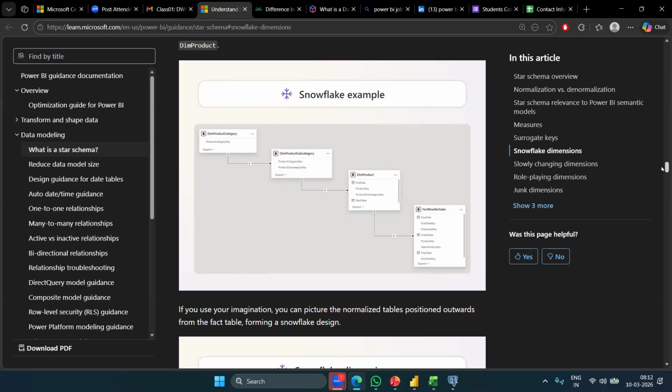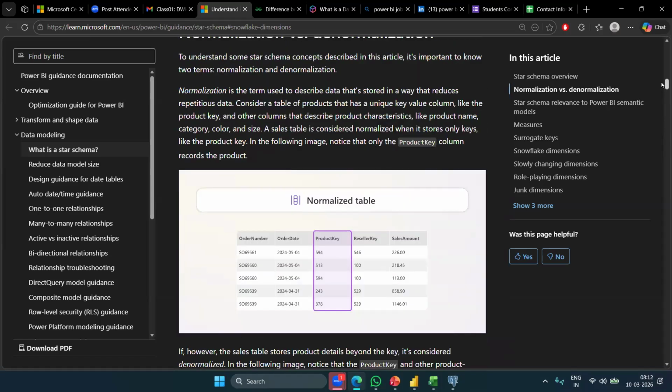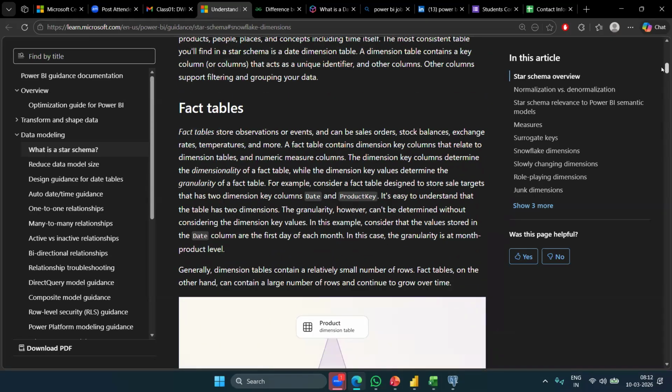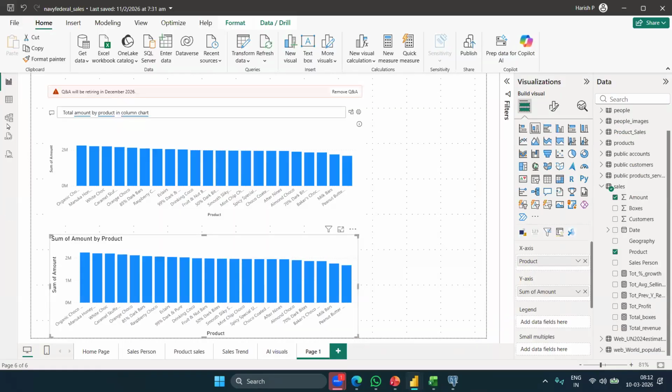Okay, so these fundamentals are very, very important to learn because in the real world, we can't keep the entire data in a single table. It is practically impossible. So we distribute our data into multiple tables. That means we need to know how these tables are correlated, especially in our Power BI.